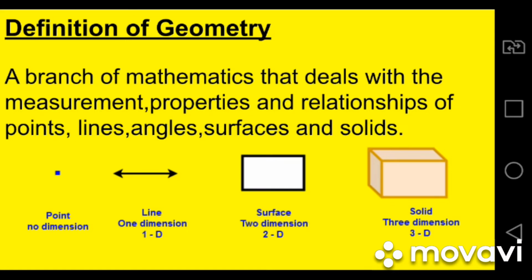The definition of geometry in mathematical terms: a branch of mathematics that deals with the measurement, properties, and relationships of points, lines, angles, surfaces, and solids. Now, in the following picture, we can see a point which has no dimension or zero dimension, a line which has one dimension, a plane surface which has two dimensions, and a solid which has three dimensions.